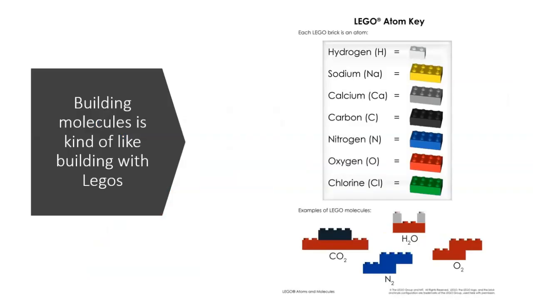Some students remember a way of looking at molecules as if you were building with Legos. So if you think of each element as a different color Lego, you could think about putting those Legos together to create different molecules and different compounds. So you can see right here they represented the black Lego as a carbon and 2 of the red Legos as oxygen to represent a molecule of CO2.